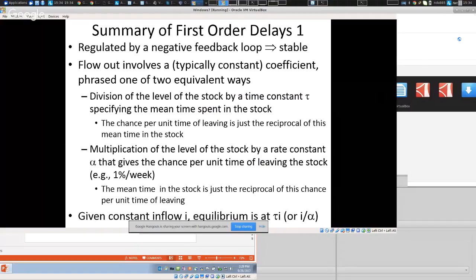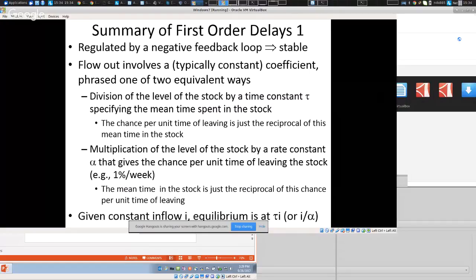The flow out involves a typically constant coefficient, and we can either phrase it as a division by some amount of time you spent in that stock, or you can phrase it as a multiplication by a rate of leaving that stock. Your chance of leaving that stock is independent of how long you've been in that stock. If you've been in that stock for 10 years, your chance of leaving in the next month is the same as if you just entered the stock. It's well mixed. It doesn't care how long you've been there. It's memoryless, as we say it. Okay? That's an important feature.